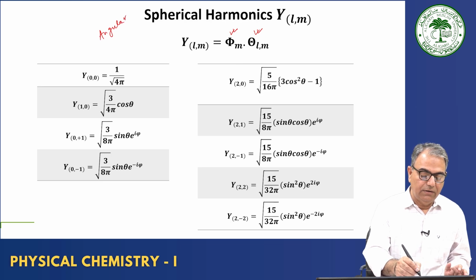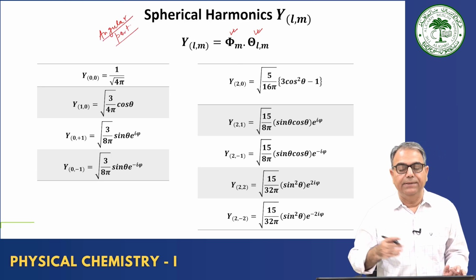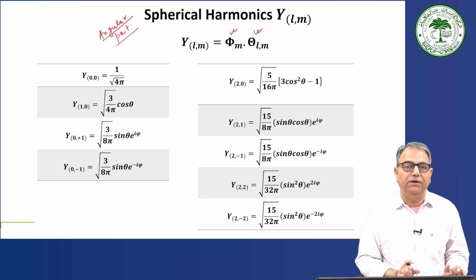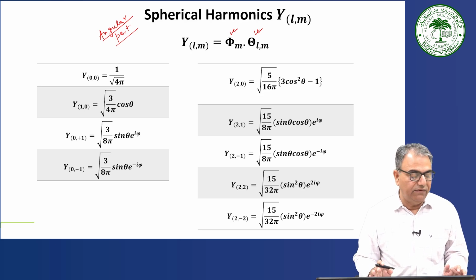Angular part. Why am I saying angular part? Because if we go for the hydrogen atom, there will be a radial part also. In case of the rigid rotor, I have taken r equal to 1 length, but always we cannot take r equal to 1. For the hydrogen atom, I will not take r equal to 1.